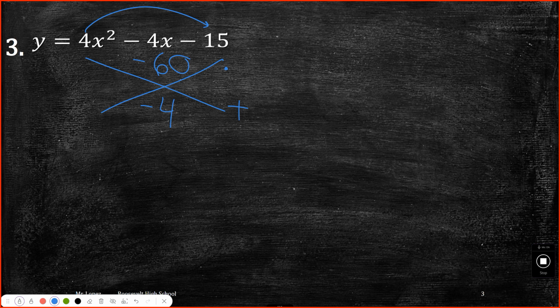Can somebody help me? 6 and 10? 10 and 6. But which one is negative? Is the negative 10? Yeah? Negative 10 times 6 is negative 60. Negative 10 plus 6 is negative 4.